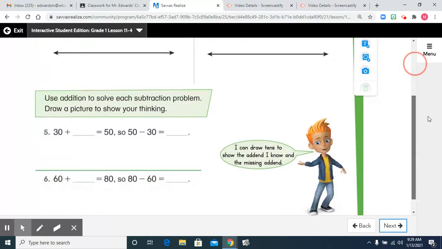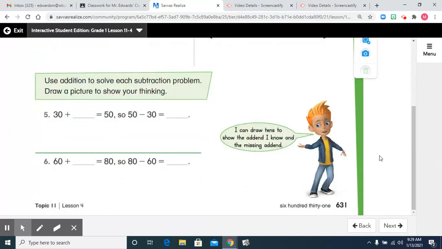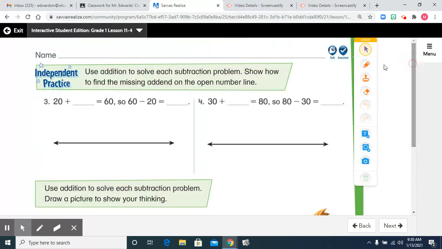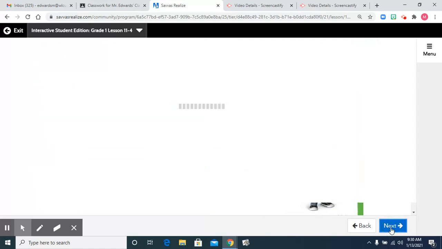Your job is to do numbers 3 and 4. You can do the bottom if you would like. It's optional, but you have to do numbers 3 and 4. They're just like the problems we did on the page before. So if you forgot, please look at the page before. Okay, so after you're done with these two problems you have to do, and maybe the bottom ones, you can do some extra problems on the next page.